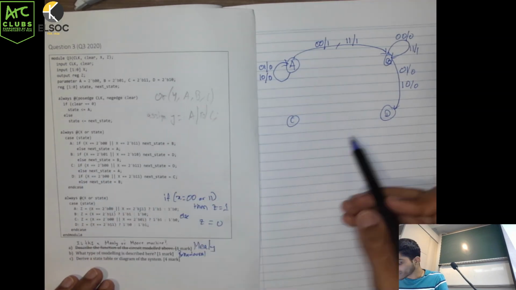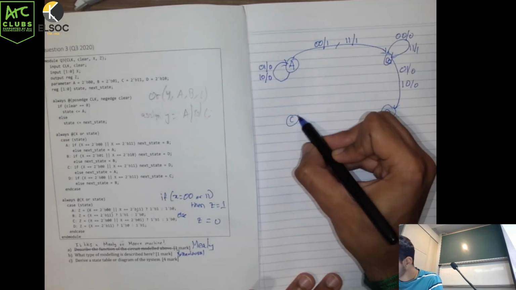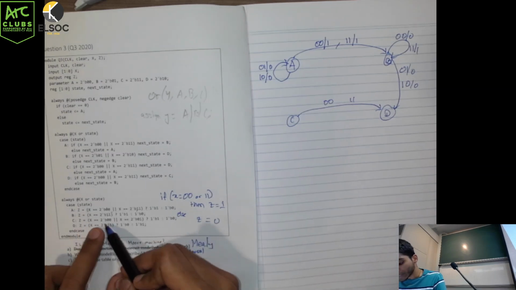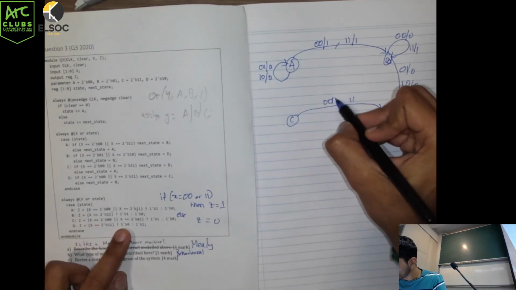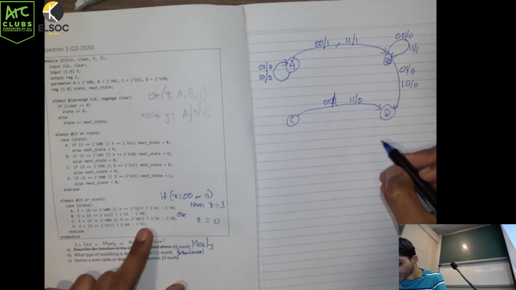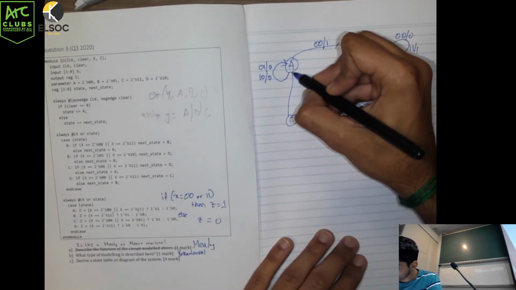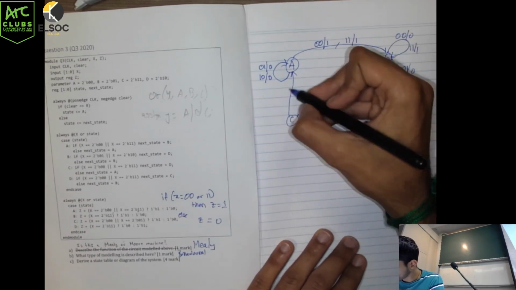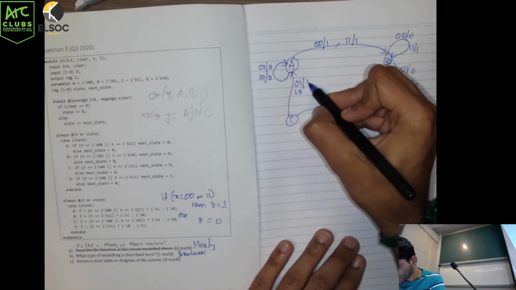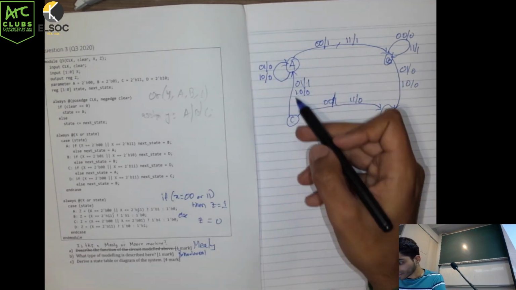And now from C, if it's 0, 0 or 1, 1, we go to D. If it's 0, 0, the output is 1. That's a slash. If it's 1, 1, the output is 0. Otherwise, go back to A. So 0, 0, 1, 1, 0, 1, 1, 0. If it's 0, 1, the output is 1. It's 1, 0, it's a 0. Okay, that's out of C.